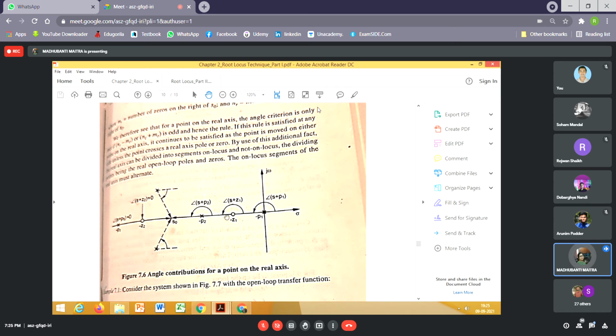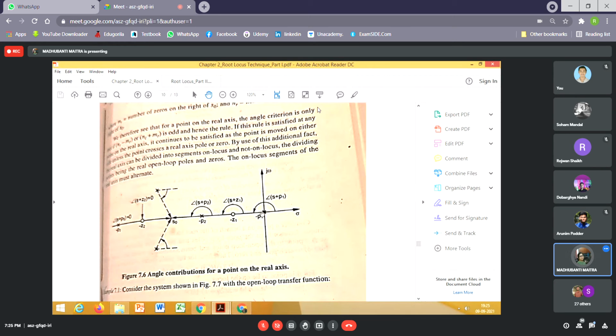None of the points on this segment will lie on the root locus. Again, if we cross one open loop zero Z1 and pole P1, then this segment in this case will be an onlooker segment, right?